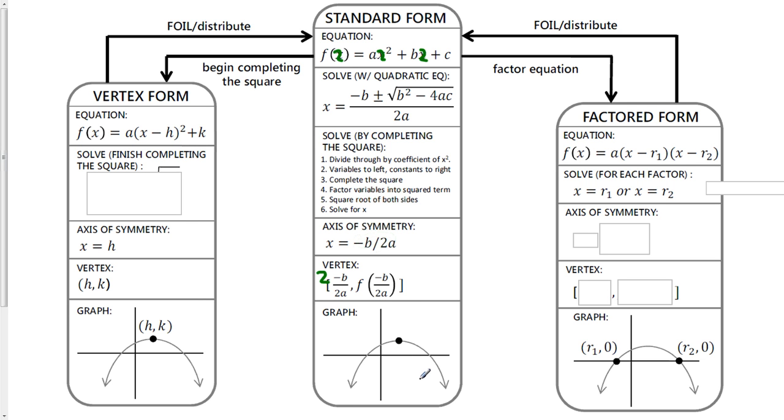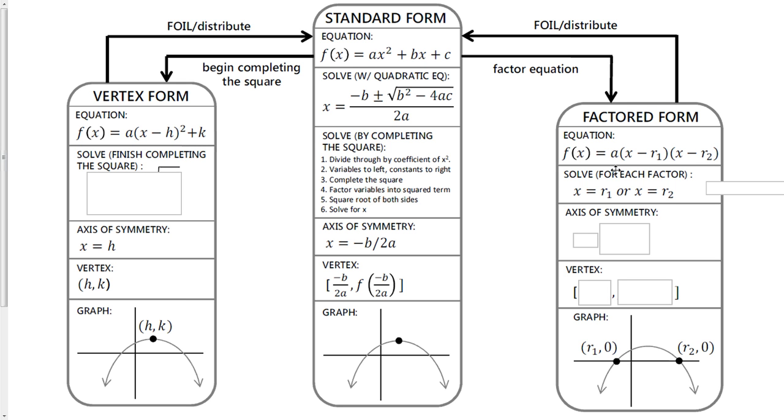So there's a few steps involved. It's not the easiest thing to find, but compared to finding it in factored form, it's a little bit easier. So negative b over 2a, plug it back into your equation.